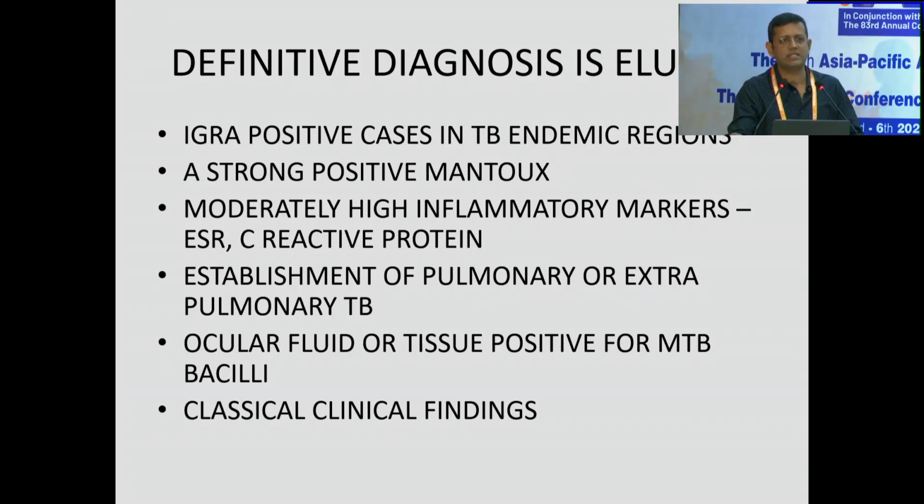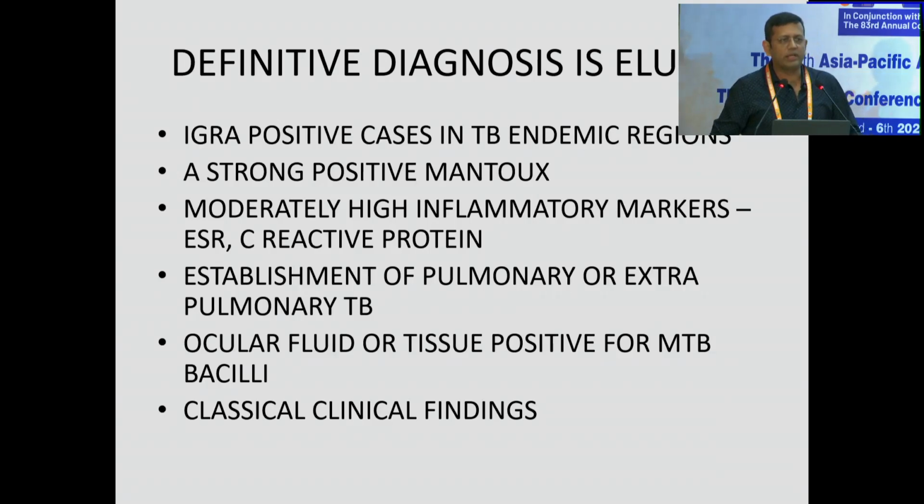The PCR tests of ocular fluid is again catching up. It's slightly demanding, but still, if it is proven, then it is 100% bullseye, as you would call it, and you can initiate your treatment to treat the uveitis by putting the patient on anti-TB treatment.